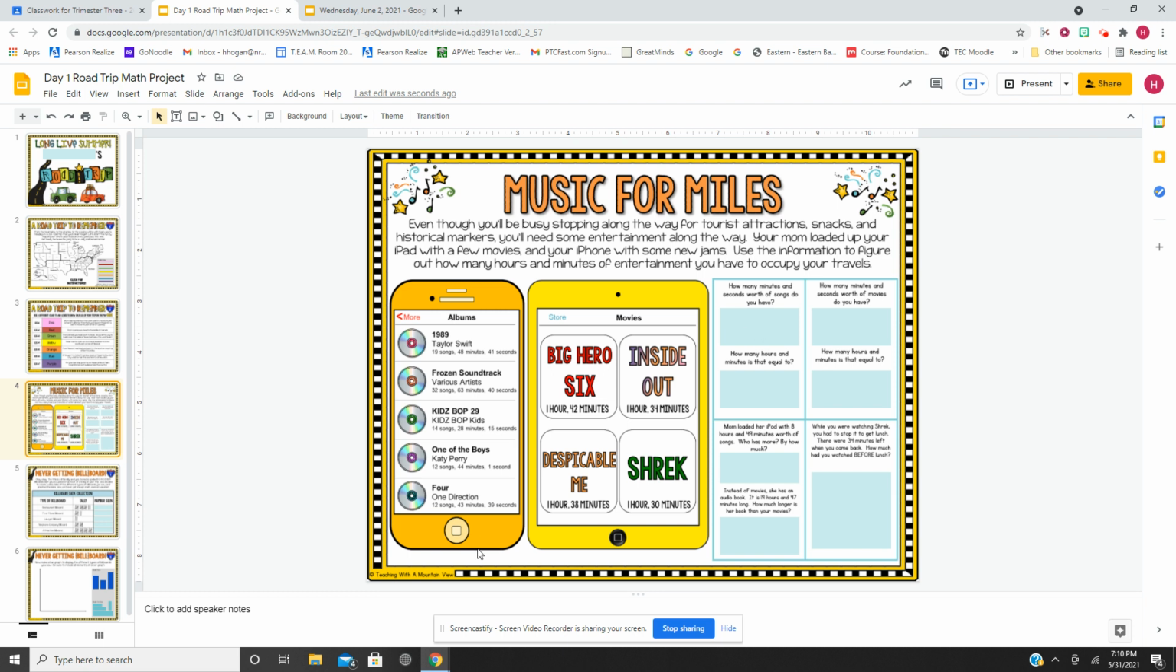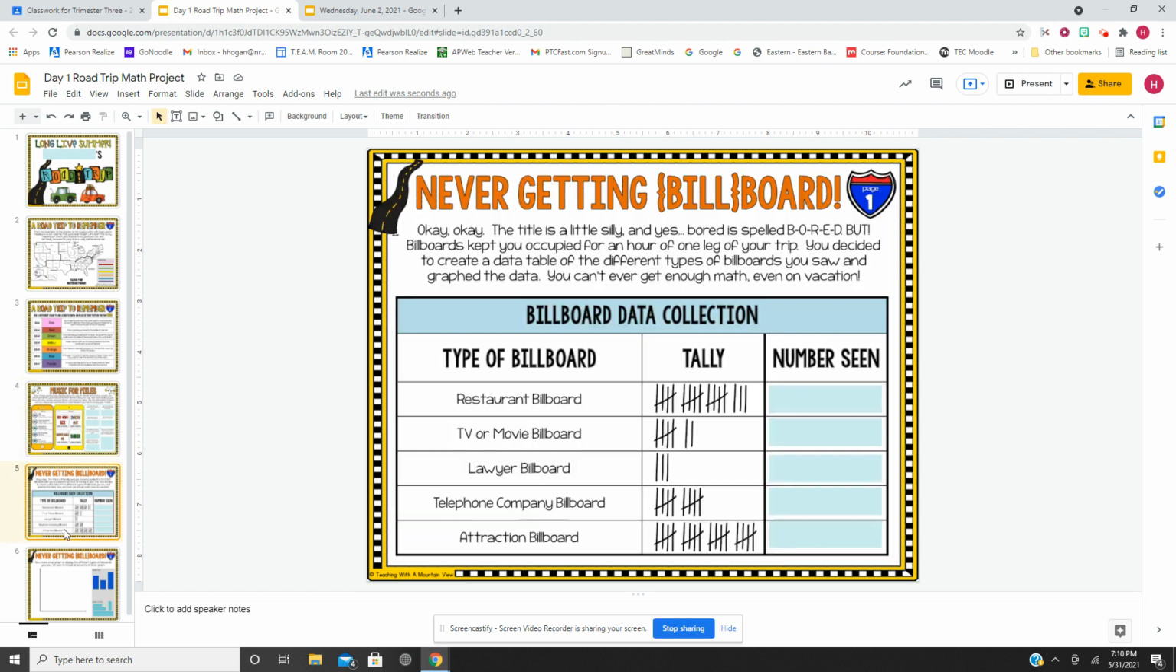So here are the songs. You have to add those up. How many minutes and seconds worth of movies do you have? So you have to add those up. How many hours and minutes is that equal to? Mom loaded her iPad with 8 hours and 49 minutes worth of songs. Who has more and by how much? So you're going to answer these word problems based on the music.